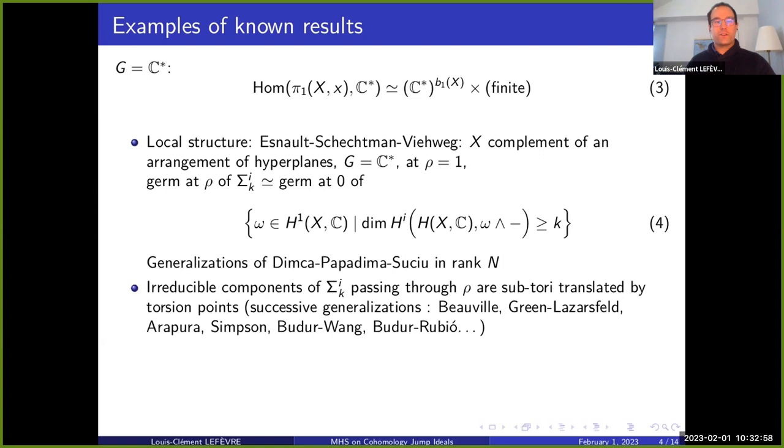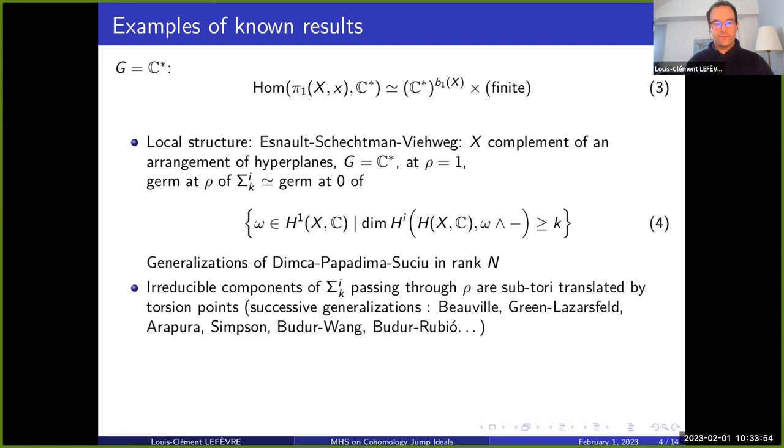Another general family of results that are known is that the irreducible components of the jump loci passing through a given representation rho can, in many cases, be described as subtori of this torus times a finite group, that is, subtori translated by torsion points. This result has been proven by many people in successive increasing generalizations: for all compact algebraic varieties, and also compact Kähler, and quasi-Kähler varieties. More recently, the work of Budur and Wang has proven some cases for singular varieties using Hodge theory. This is a long story with successive generalizations.